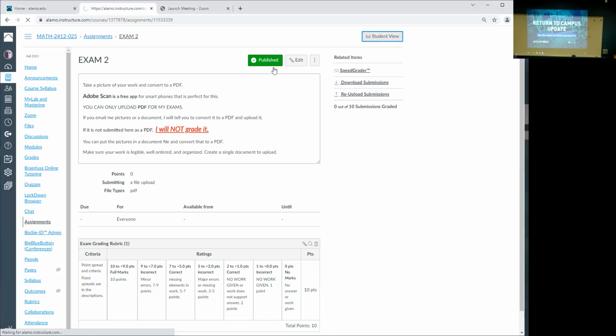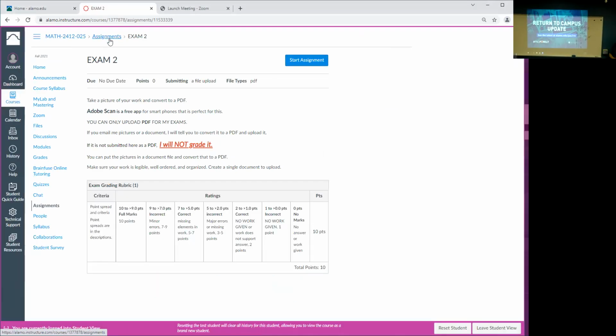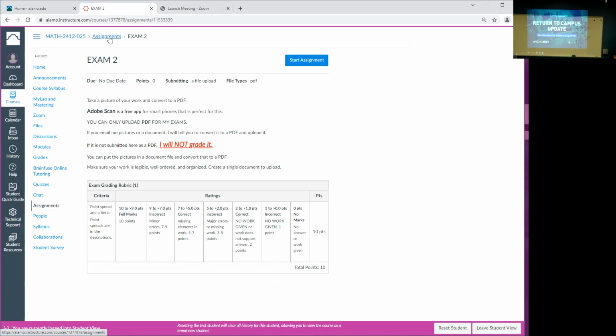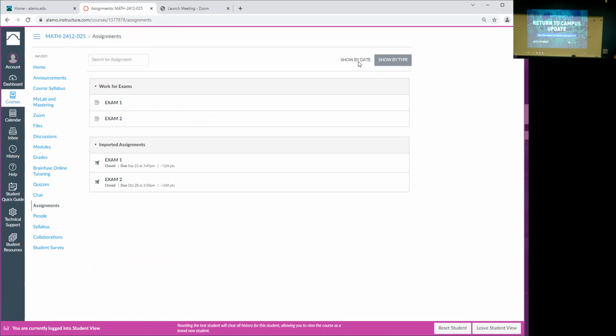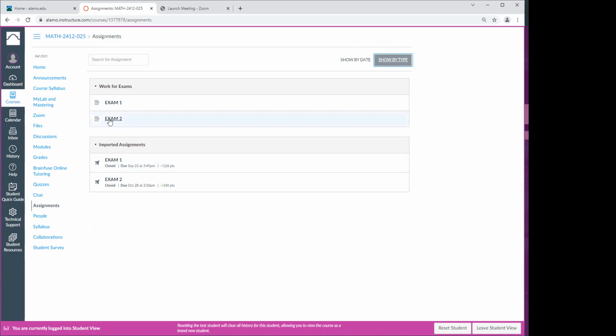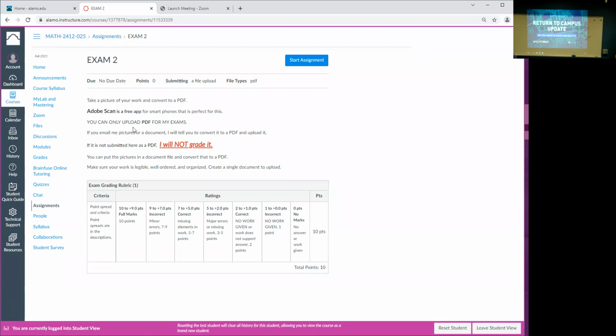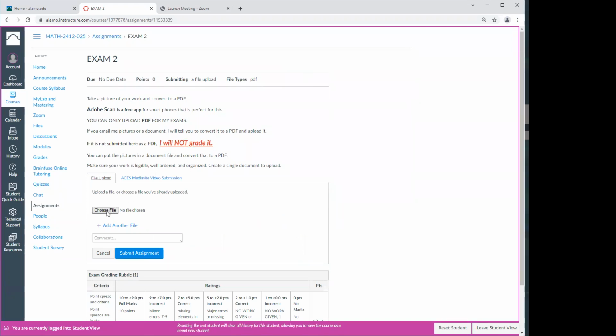So, student view. All right, make sure you're in assignments. Where it says show by date or show by type, click show by type, because then it's under work for exams. Oh, I thought I was looking for imported assignments. Okay. Yeah, so you go here, and you should be able to start the assignment. Then you choose file, okay?